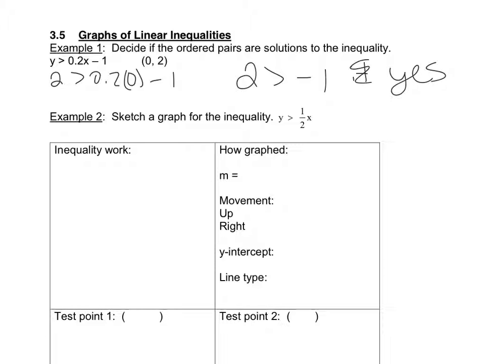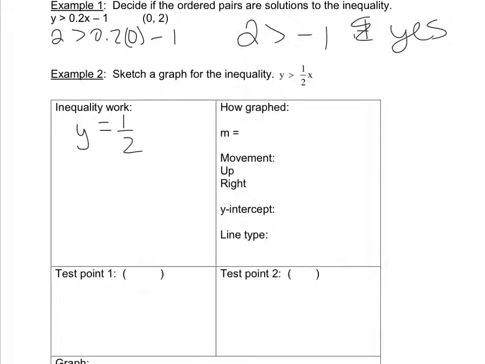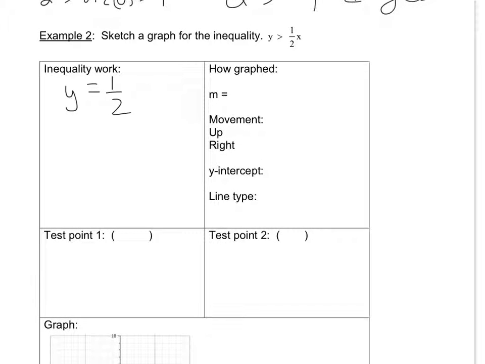Okay, so sketch a graph. So think about this. Just think about it like y equals 1/2 x. We'll come back to the inequality piece in a minute. Okay, so the slope 1/2 means up 1, right 2. The y-intercept is 0. The line type, so that's what you look at. See how it's strictly greater than? That means the line type is dashed.